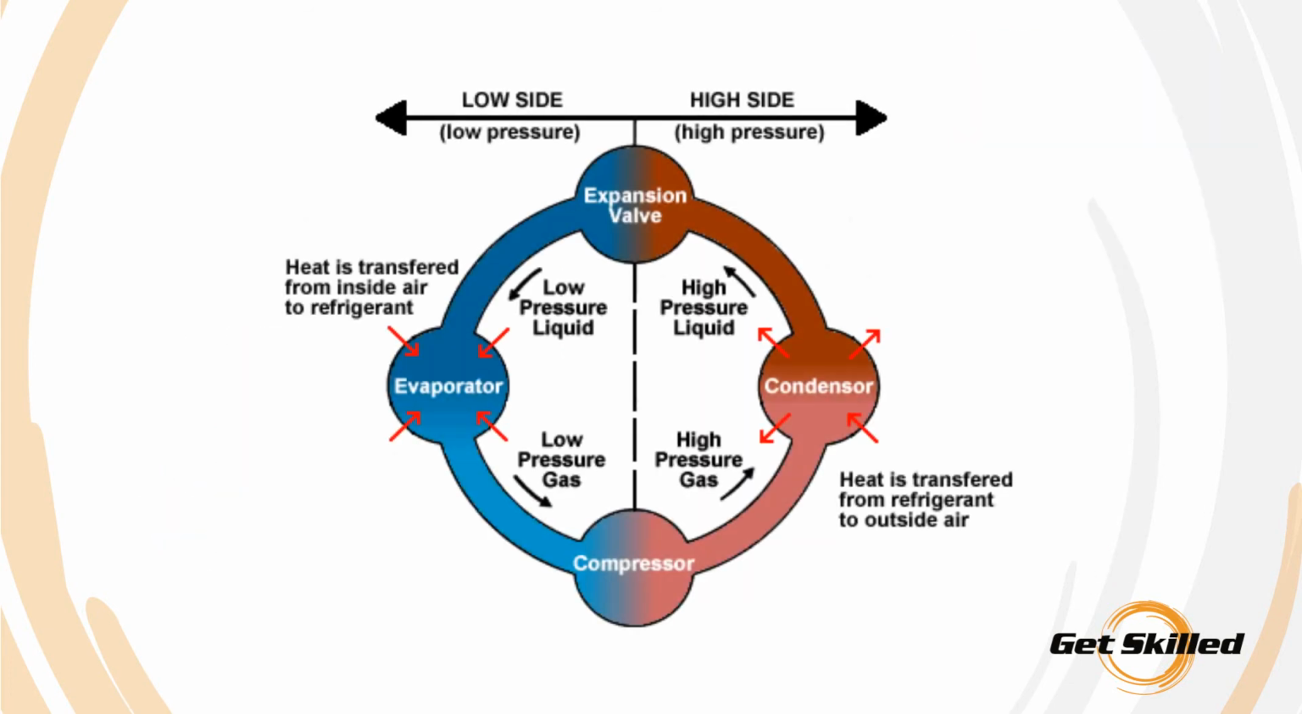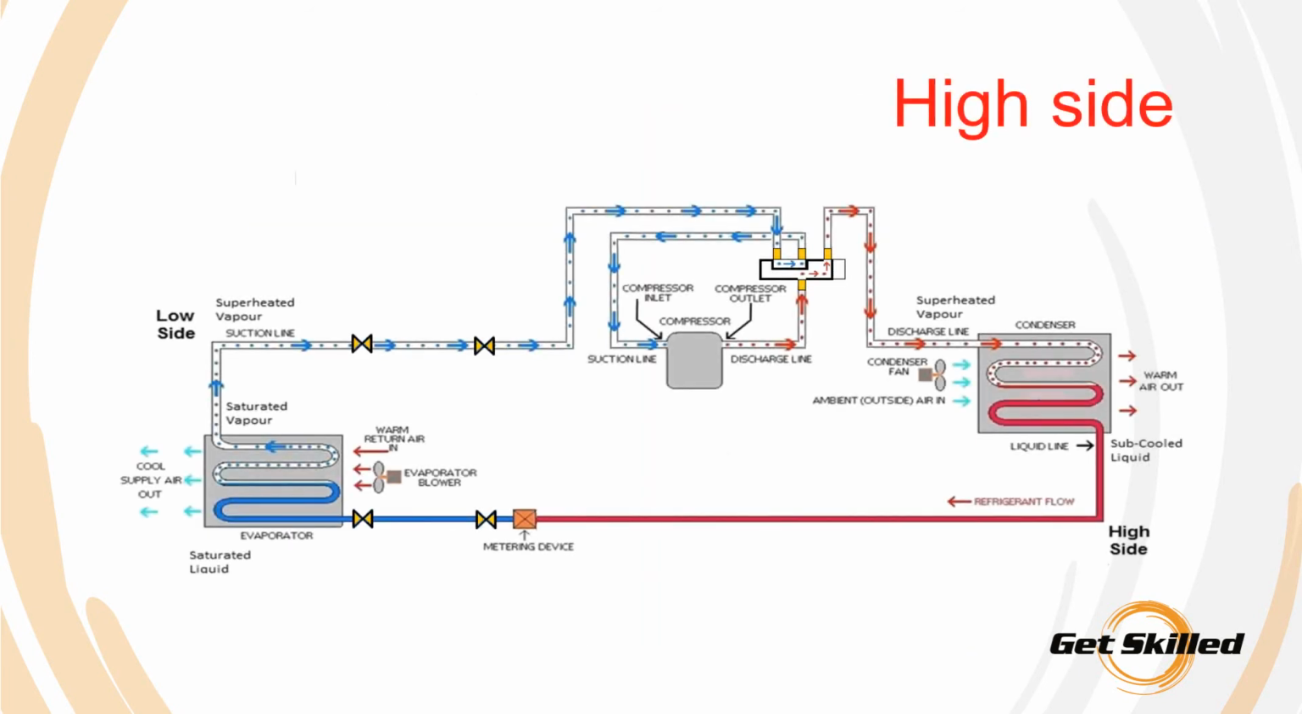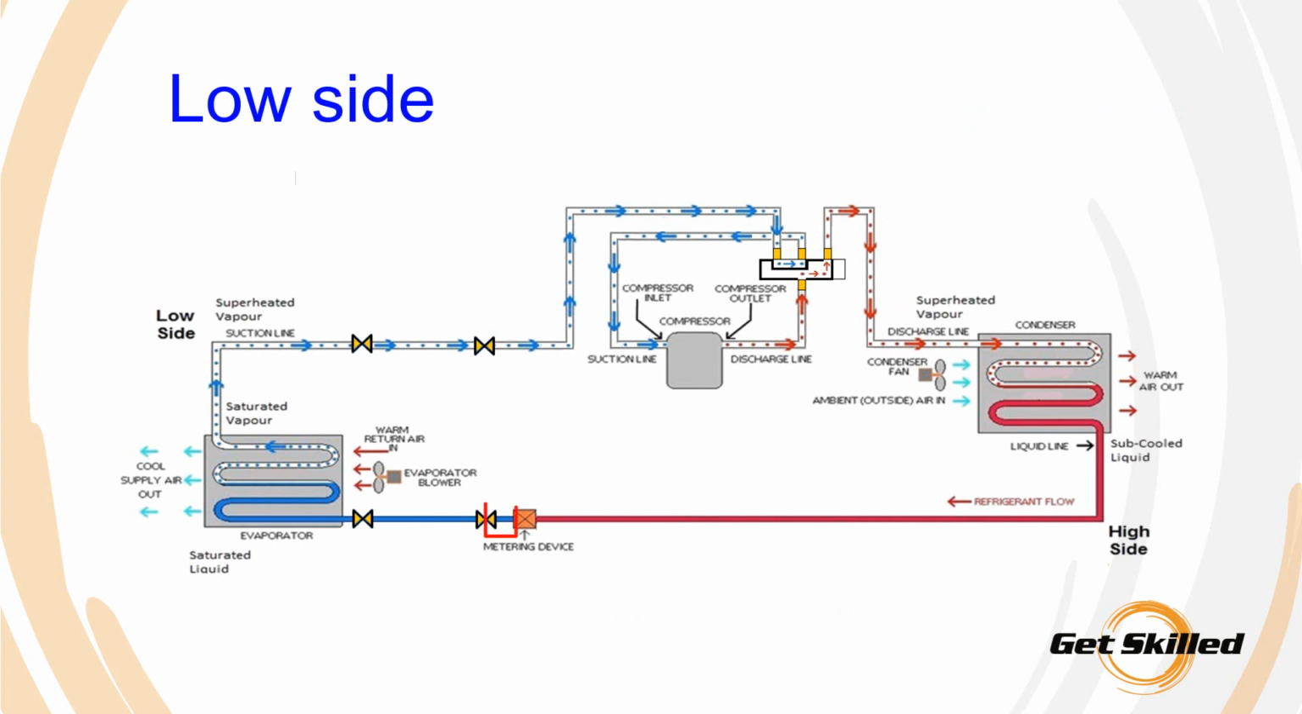In a split system, there is a high pressure side and a low pressure side. The high side of the system is the part of the refrigerant system containing the high pressure refrigerant that is created by the compressor. The refrigerant is at a high pressure in the discharge line, condenser, and liquid line up to the RMD. The low side of the system is the part of the refrigeration system containing the low pressure refrigerant. The refrigerant is at low pressure in the evaporator and the suction line.